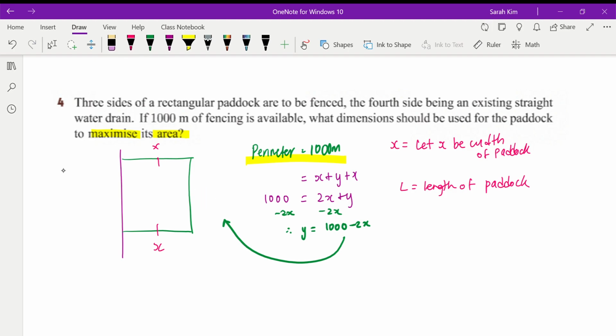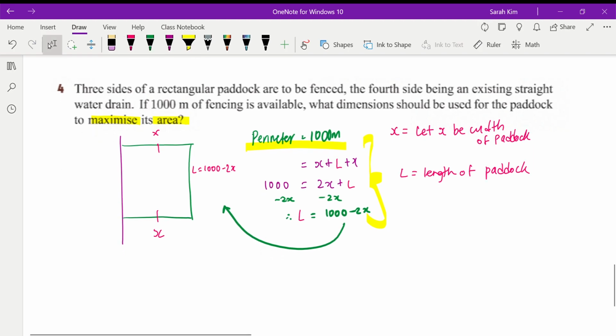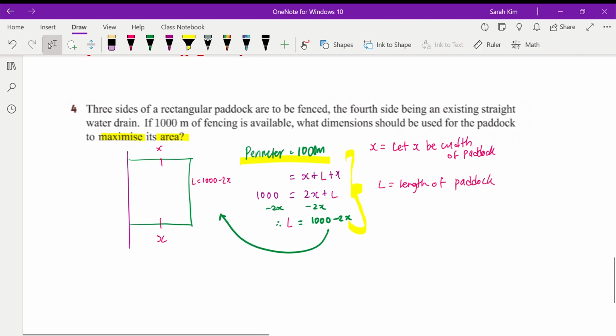Oh sorry, I'm not using y, am I? I'm using L, so let's just make sure that's consistent. My L over here is 1,000 take 2x. If you use this sort of problem solving a lot, you don't have to do all this, you can skip it, but obviously it's still good to show it that way in the test as well. So I've got my x, which is the width, and my length in terms of x, so I have one unknown variable, which is x.